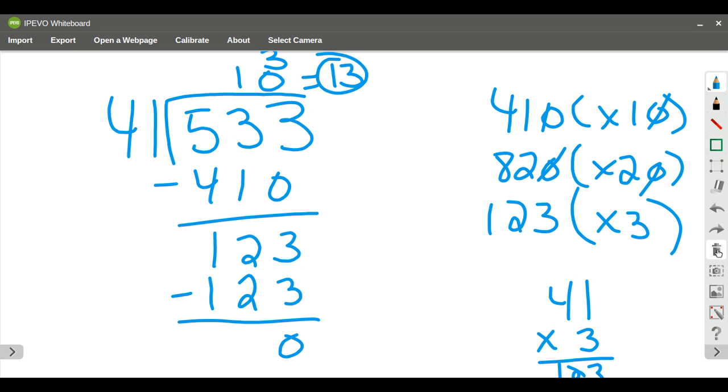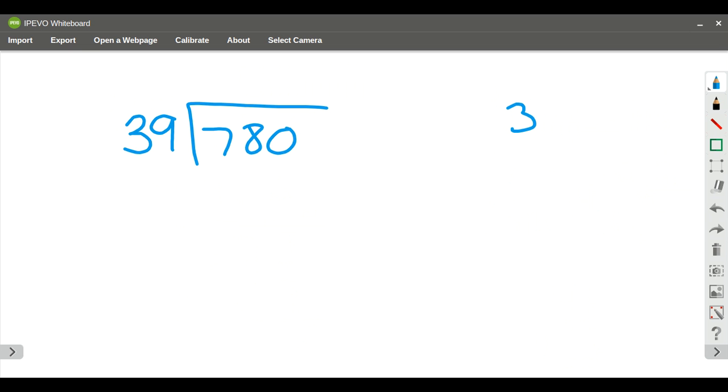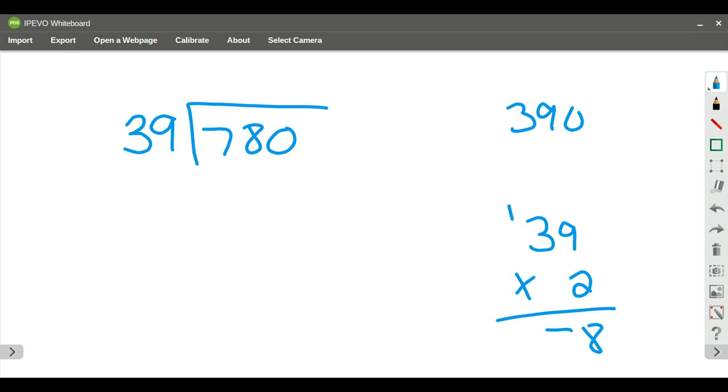All right, the last problem that I'm going to look at with you guys is going to be 39 divided into 780. So I know that when I do 39 times 10, I get 390. I don't know what 39 times 2 is off the top of my head, so I'm just going to go ahead and do it down here. So 9 times 2 is going to be 18. 2 times, regroup the 1. 2 times 3 is going to be 6, plus 1 is going to be 7.